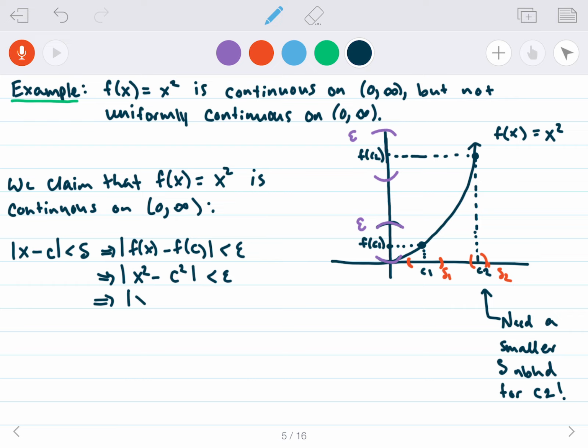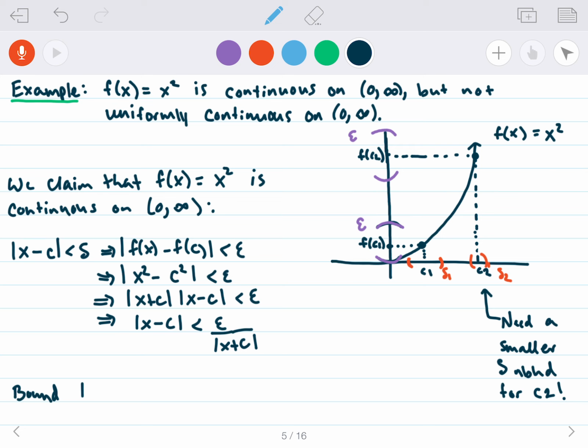And then we can use the difference of squares to factor this to give me absolute value of x plus c, times absolute value of x minus c, that's less than epsilon. Okay, and so the issue here is something that we've run into before. If we try to isolate the x minus c to get what our delta needs to be, we end up getting something in terms of x, and that is just not going to work because our delta can depend on c with continuity, but it cannot depend on x. Okay, so we have to bound the absolute value of x plus c.